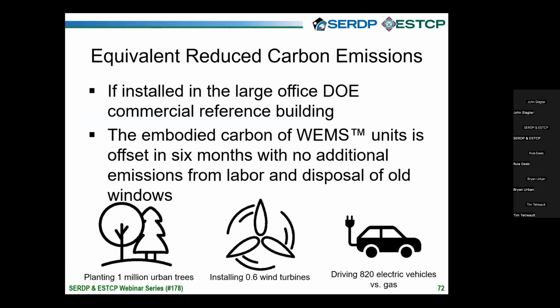So the effect on reducing carbon emissions, if you were to install WEMS units on a large office building, according to DOE's reference book for buildings, has the same effect on CO2 emissions as changing 820 gasoline-powered vehicles to electric vehicles. That's assuming, of course, that the electricity is generated with carbon neutral technologies. It's the same effect as installing about half of a wind turbine or planting 1 million urban trees. And of course, if you do all of the above, you really do start to have an impact on carbon emissions.